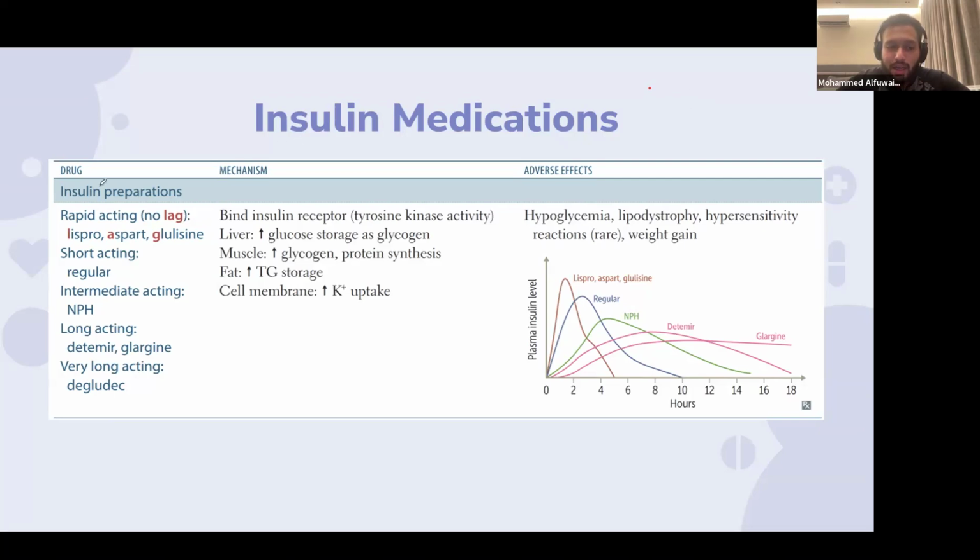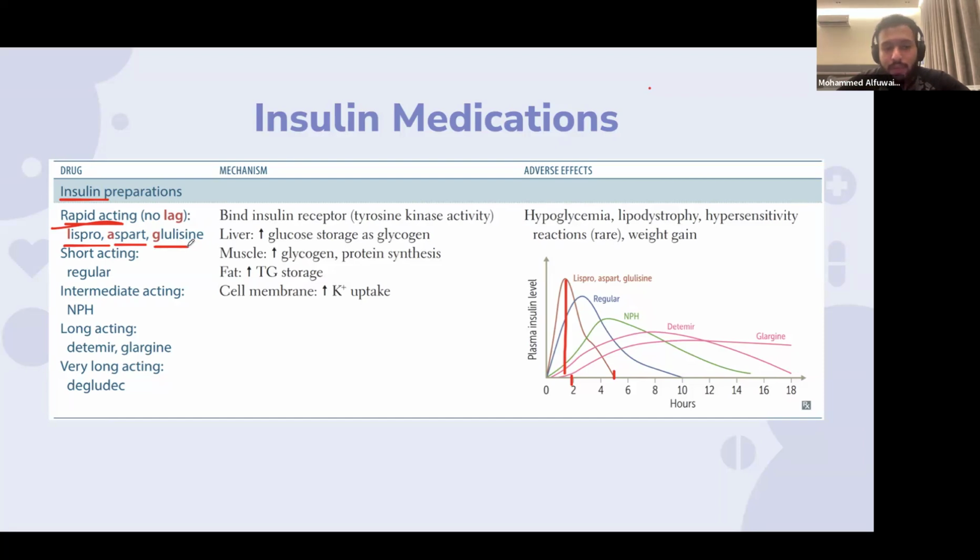So you'll have mainly four classes of insulin, okay? The first one is rapid acting. It has a very, very short half-life. The peak activity is around 1.5 to 2 hours, and it reaches its full activity at around 5 hours. Okay, it's done. So that then you have to take another dose of it. The three drugs for rapid acting insulin are Lispro, Aspart, and Glulisine.